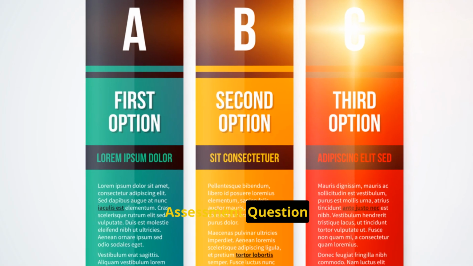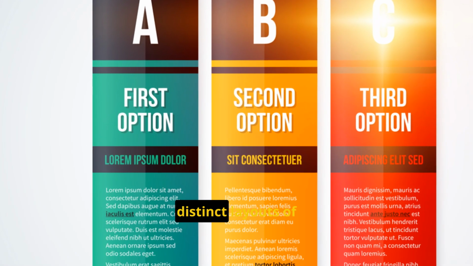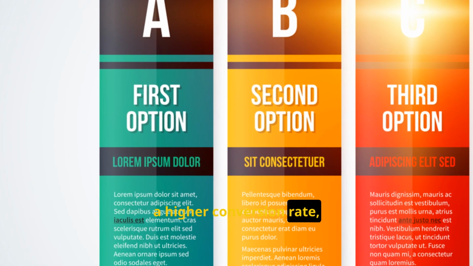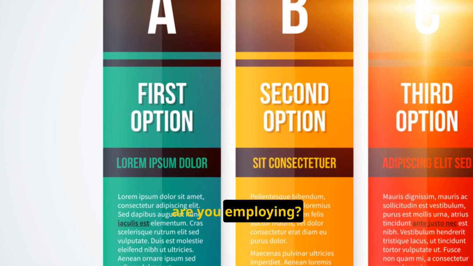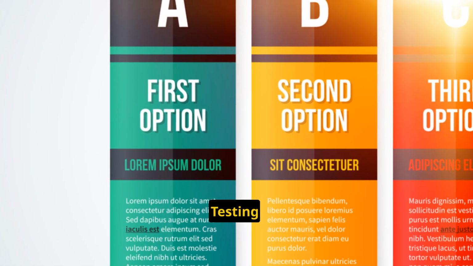Assessment question. Example: if you are comparing two distinct layouts of a checkout page to see which results in a higher conversion rate, what testing method are you employing? Answer: A/B testing or split testing.